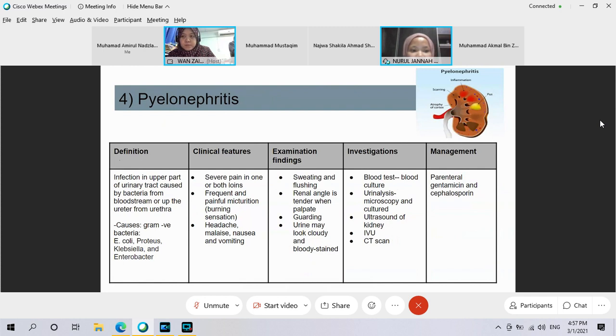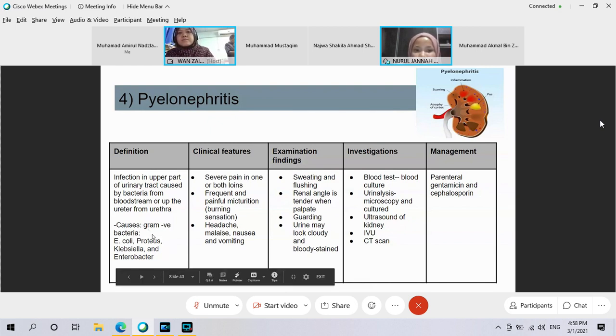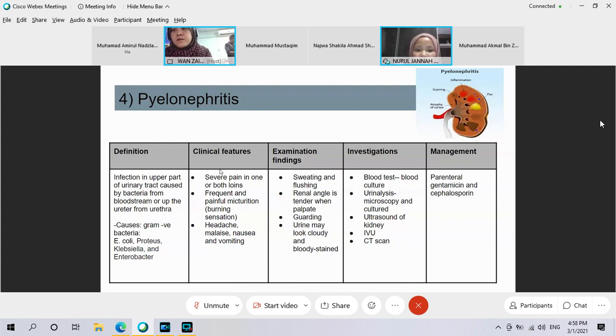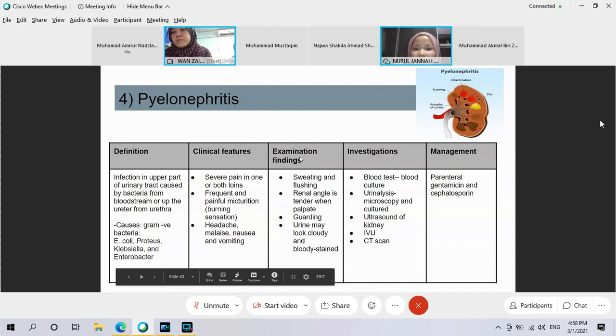Okay, the fourth one is pyelonephritis. Pyelonephritis is infection in the upper part of the urinary tract caused by bacteria from the bloodstream or up the ureter from the urethra. The cause of infection is usually gram-negative bacteria such as E. coli, Proteus, Klebsiella, and Enterobacter. The clinical features are severe pain in one or both loins, frequent and painful micturition, which is a burning sensation during urination, and the patient may have headache, malaise, nausea, and vomiting.